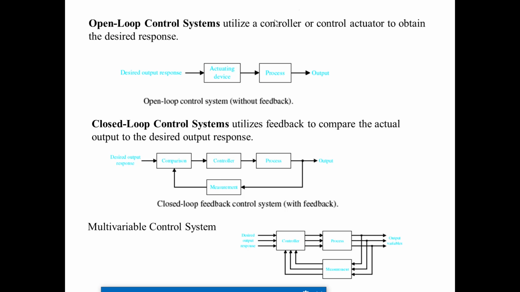So one of the simple examples or simple elements we can see for a closed loop control system, that is the desired output response. We are going to compare it. The comparator is the main key element here. Then we are going to go for a controller. Then we are going to go for a process, and again we are going to produce the output. But before going to the output, there is one measuring element. That signal we are going to send to a measurement. That is nothing but a feedback signal. Again it is going to send that signal to the comparator.